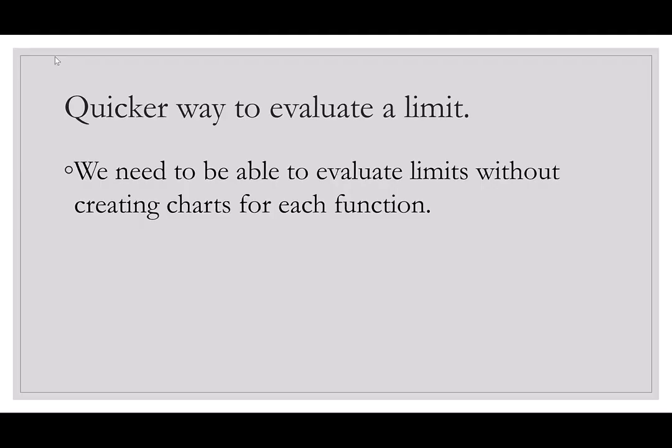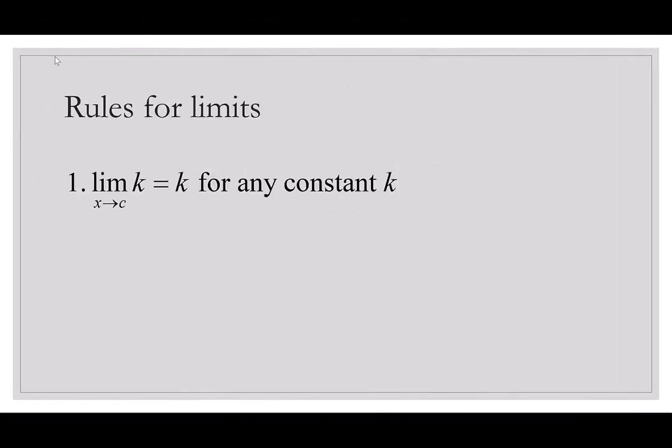The most important of the properties is the last one. So we just have to get through the first 7 quickly. The first one is the limit as x goes to c of k is k. Here k is a constant. So this says the limit of a constant is that constant. Nothing's changing, and that's the idea with constants: constants don't change.